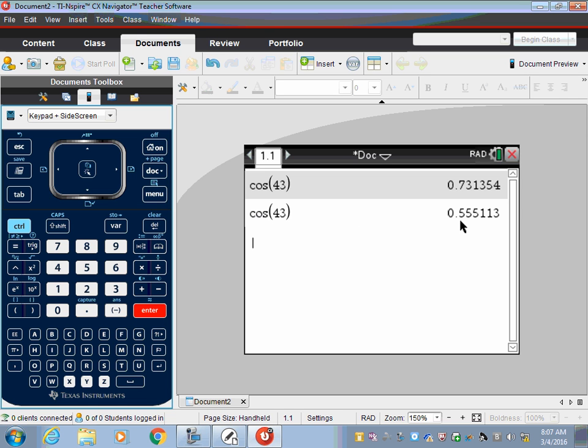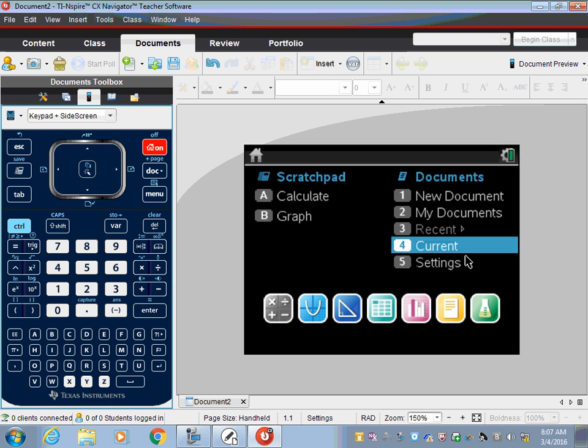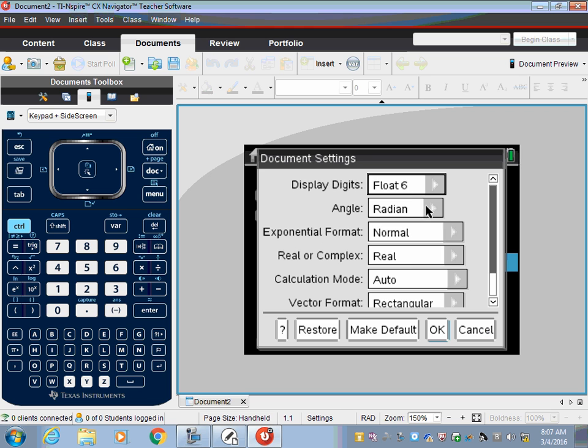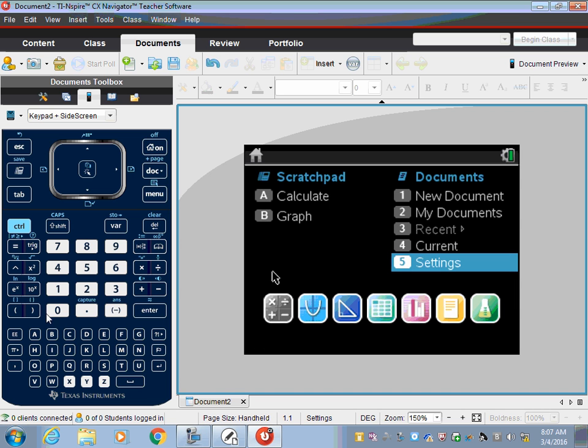This one didn't come out to be a negative, but sometimes you have negative answers, and that's always a key that you're in the wrong mode. So we will make sure that you know how to put your document in the correct settings, which is degrees, and we'll make that our default.